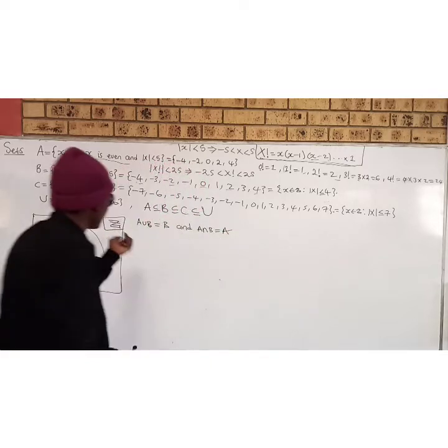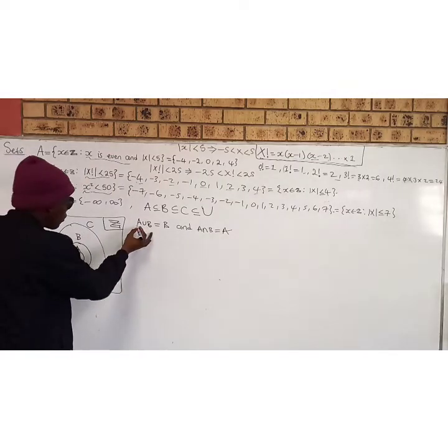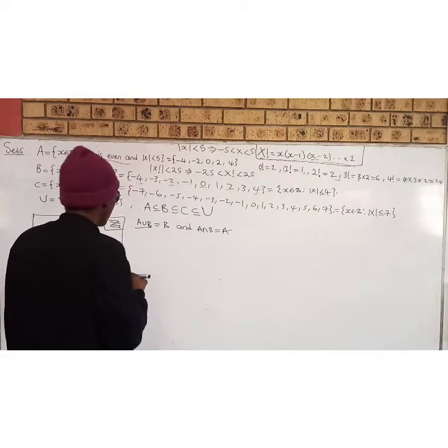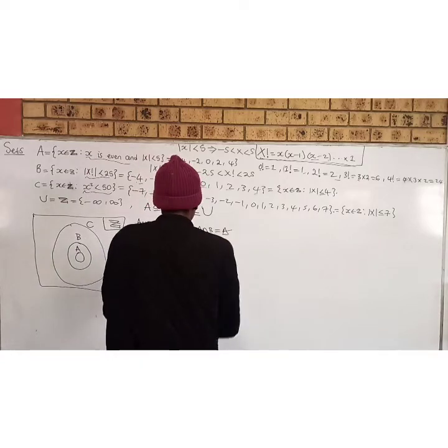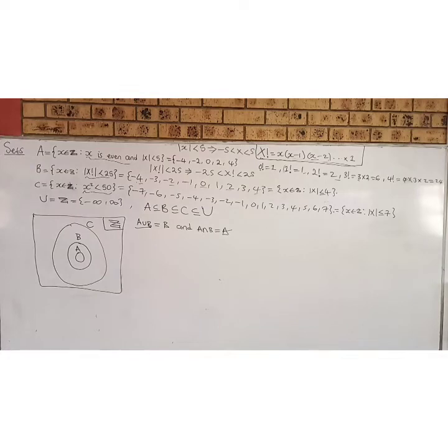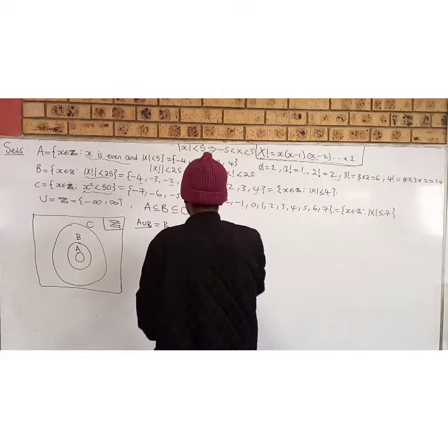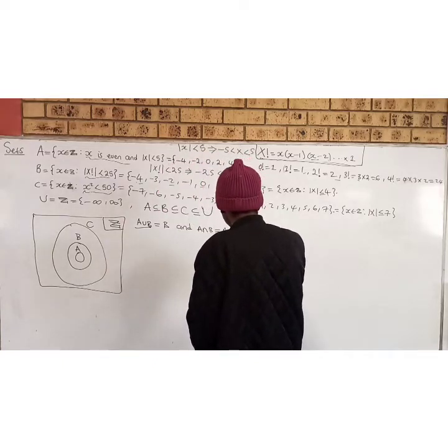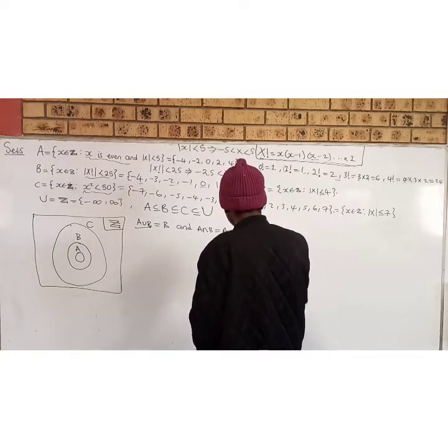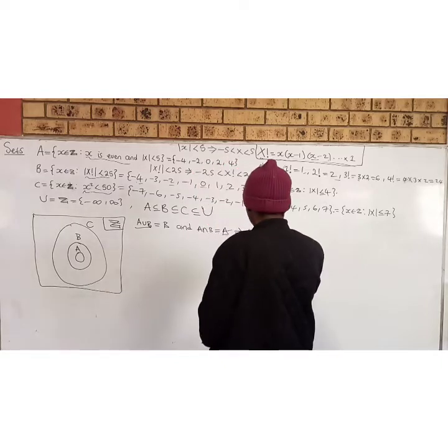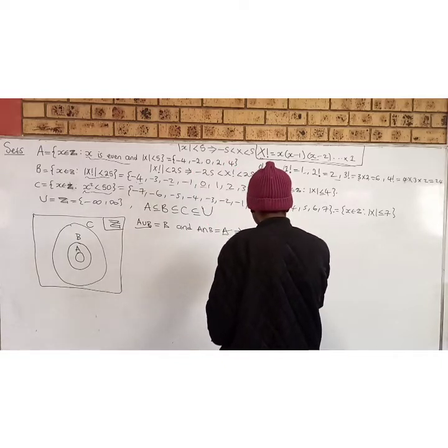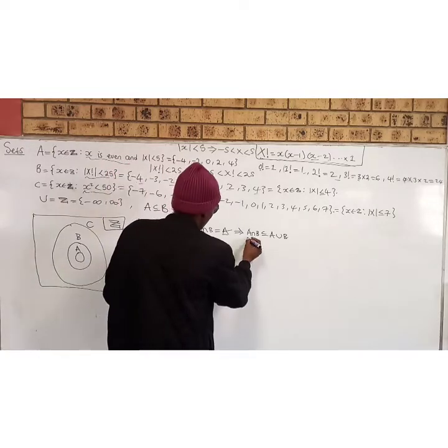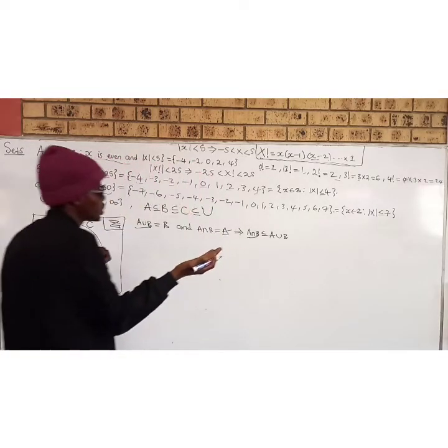You can see that even the union of A and B is still a subset of B because it's actually B. Even the intersection is A, which is a subset of B. So we can conclude with this that the intersection is a subset of the union. Because we know that A is a subset of B, the intersection is A and the union is B, so it doesn't change anything.